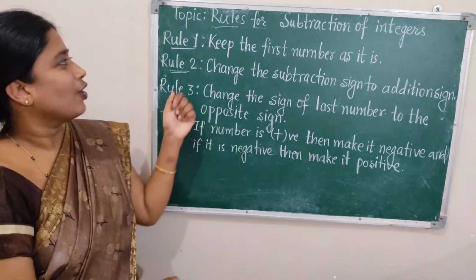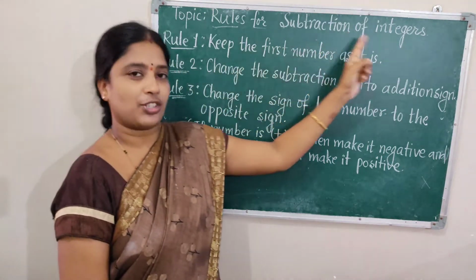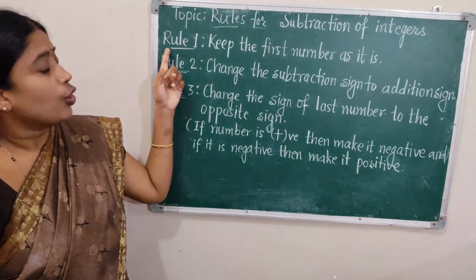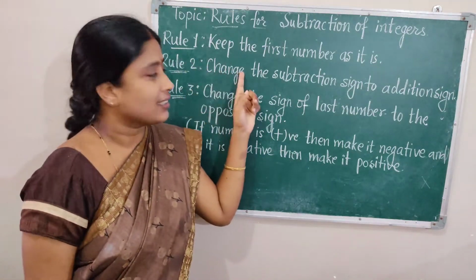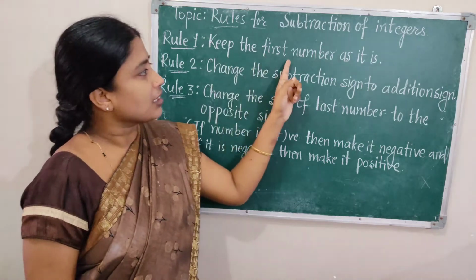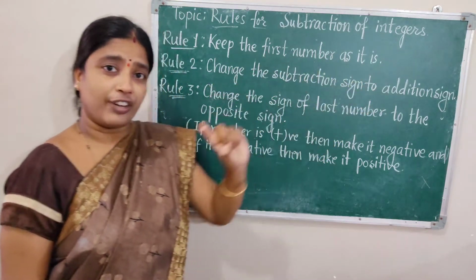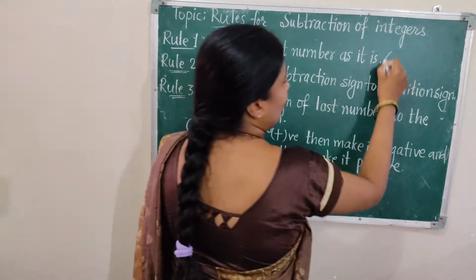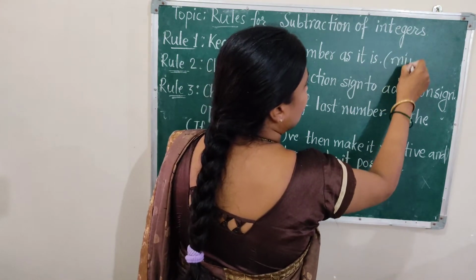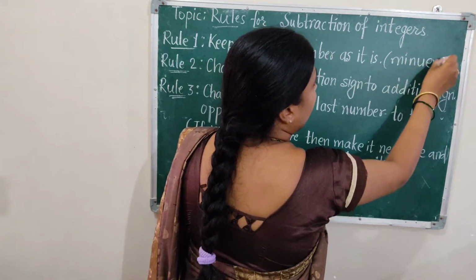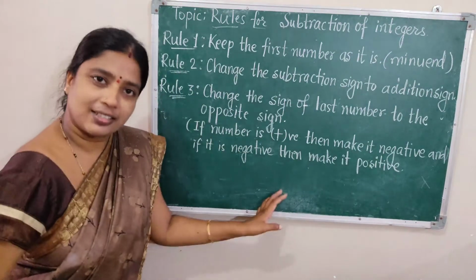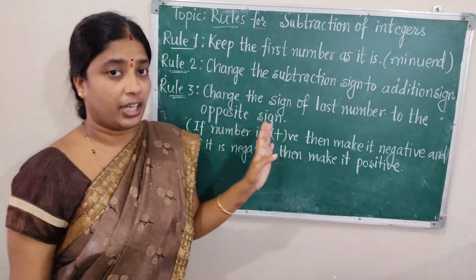Okay, so let us start the rules for subtraction of integers. Now rule 1. Rule 1 says that keep the first number as it is. The first number we also call the minuend. Yes, keep the first number as it is. You don't have to disturb the first number.